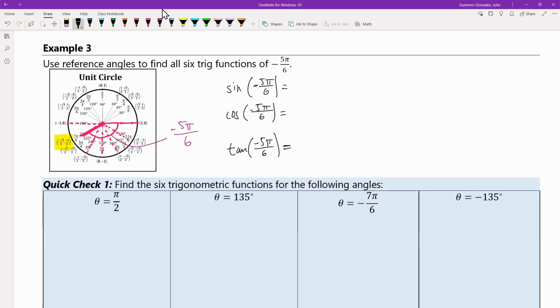So the sine is going to be negative 1/2. The cosine, negative root 3 over 2. And then the tangent is going to be negative 1/2 divided by negative root 3 over 2. And if you reduce this, root 3 over 3. Done, done, done. Those are the 3. At least the first 3. The next 3.